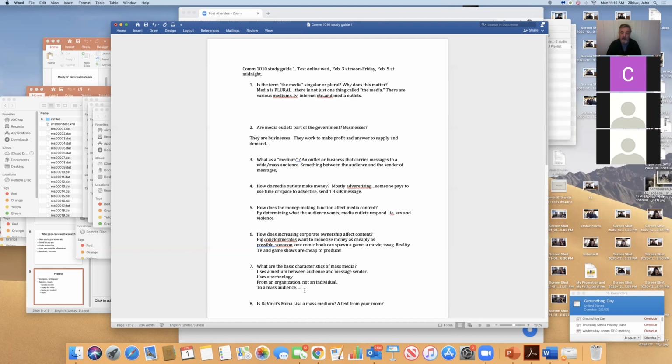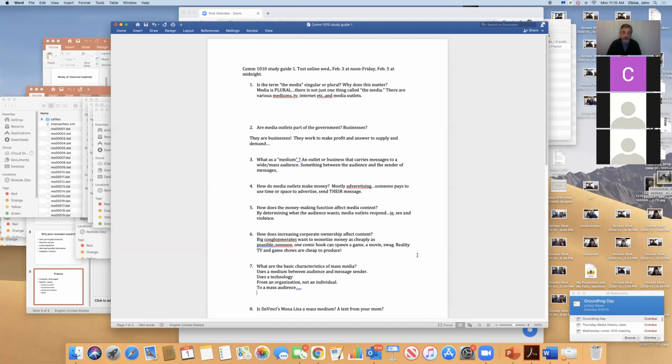So a concert, if you're live, it is not mass media. You're in the same space and you're responding. If you watch a video of a concert, that's mass media.